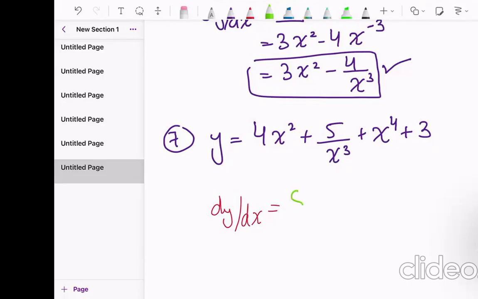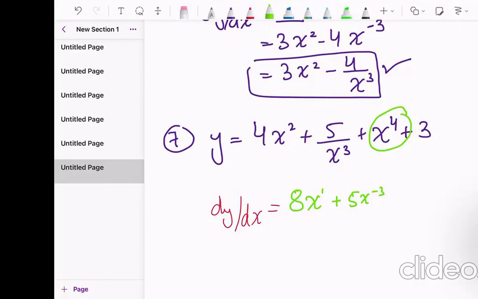8x to the power of 1, plus 5x to the power of minus 3, plus 0, and x to the power of 3. No, the answer is incorrect.